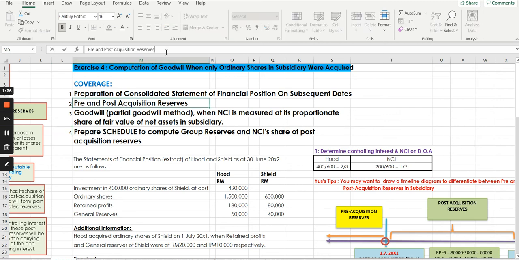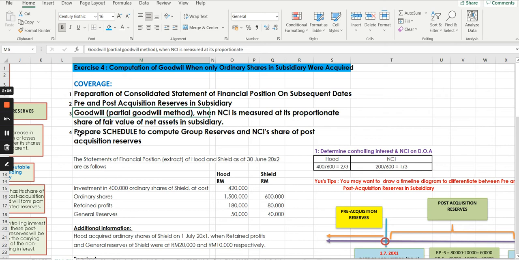Pre and post acquisition reserve here is pre and post acquisition reserve in the subsidiary. The third one is our focus, which is how to calculate goodwill. Here our goodwill calculation is based on the partial goodwill method, where the non-controlling interest is measured at its proportionate share of the fair value of net assets in the subsidiary on the date of acquisition.